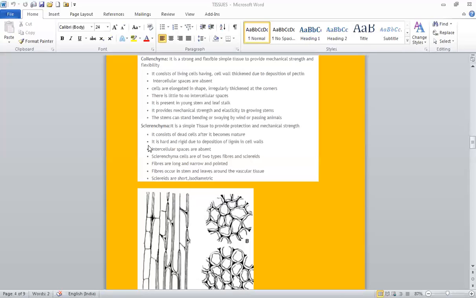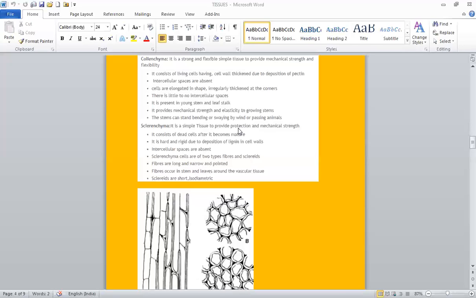They are usually present in young stems and leaf stalks. They provide mechanical strength and elasticity to growing stems. The stems can stand bending or swaying by winds or by passing animals. The stem can bend to a great extent due to the presence of this tissue.